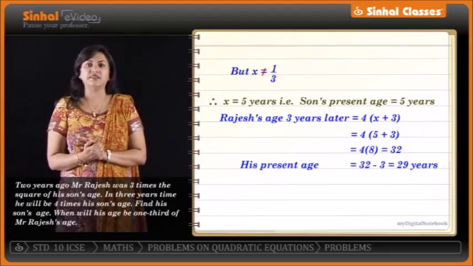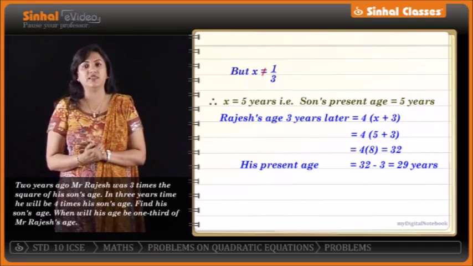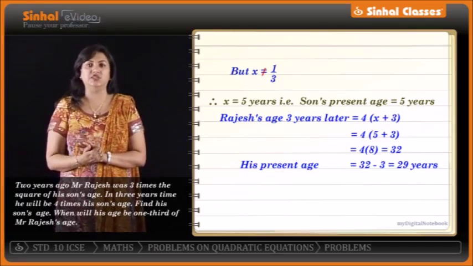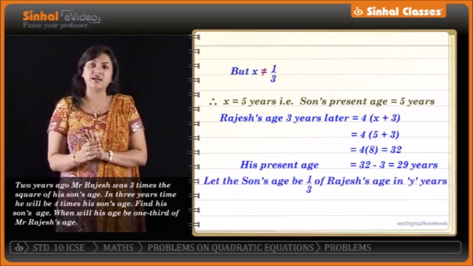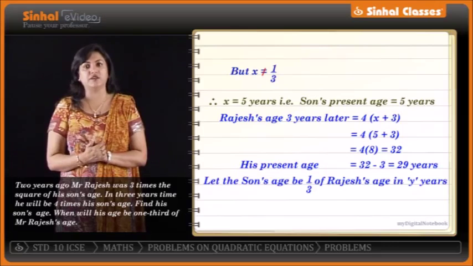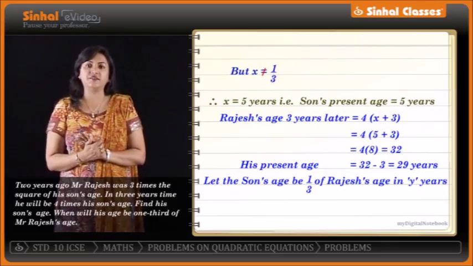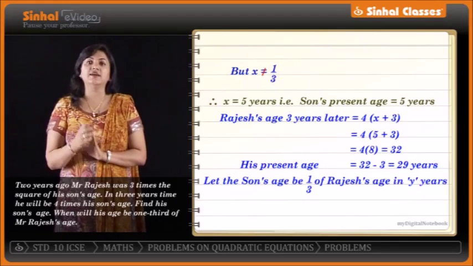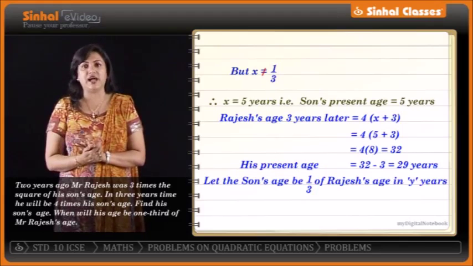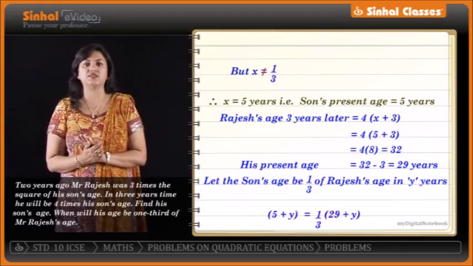Now, the second part in this question is, when will the son's age be 1/3 of Rajesh's age? Let this happen after y years. Now, son's age after y years will be 5 plus y. Rajesh's age after y years will be 29 plus y. Now, according to the condition we have, 5 plus y is equal to 1 upon 3, 29 plus y.